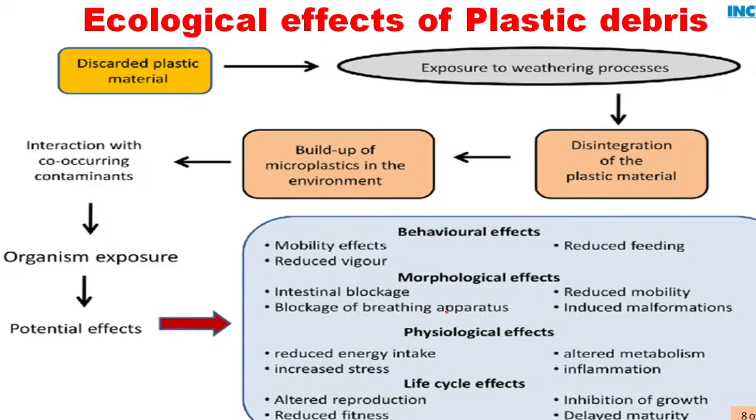Then it will interact with other contaminants through leaching. It can emit toxic materials like dioxins and bisphenol A. It is a highly potent endocrine disruptor. Finally organisms will be exposed, the effects will occur in animals, and finally it will reach humans.